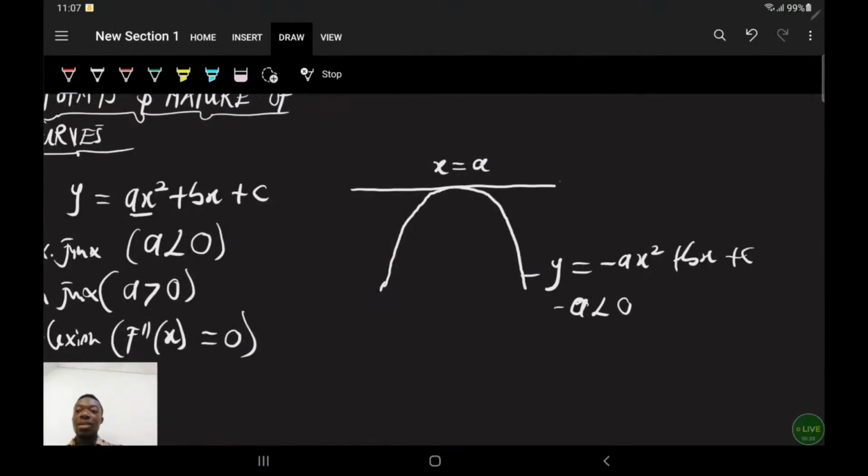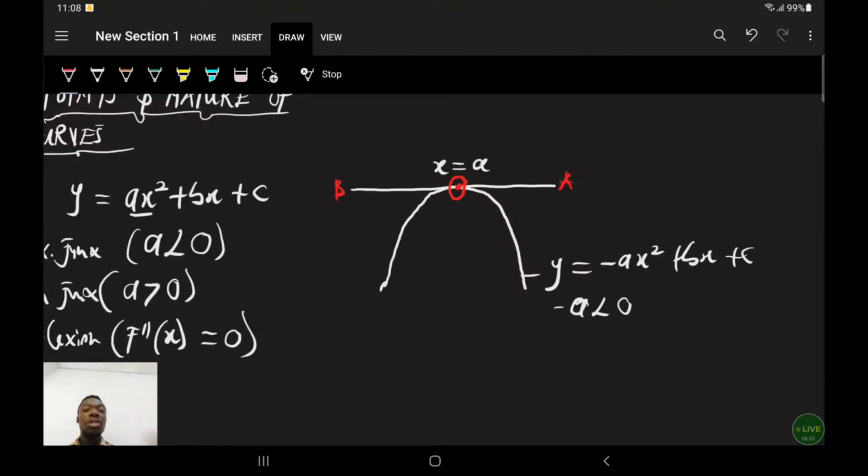This line is my gradient line. Let's say line AB is my gradient line. When this gradient line touches this point, we call it the point of tangency, or the point of tangent. Is that clear? And it's at this point that we determine our turning point or stationary point.